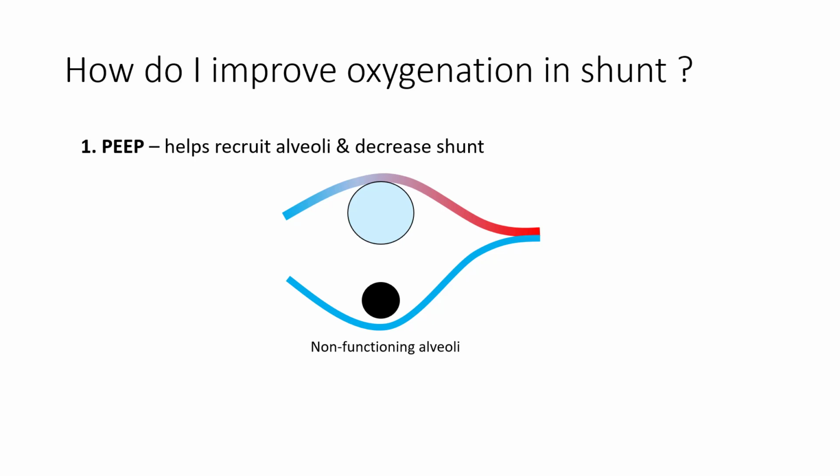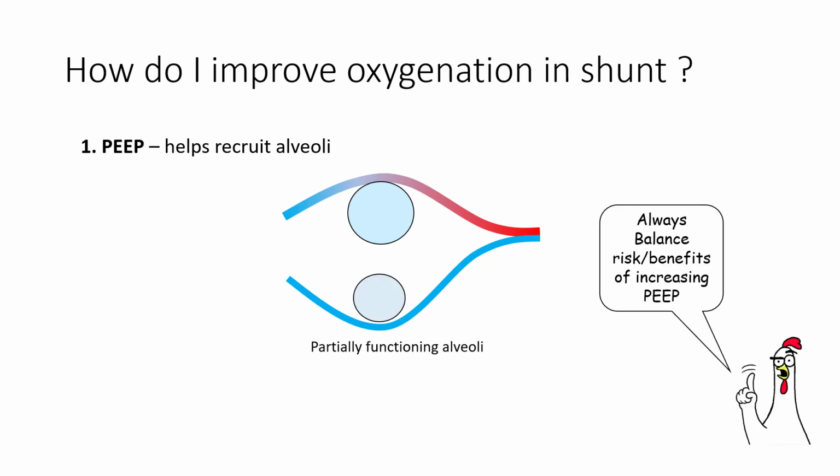So how do I improve oxygenation in a shunted physiology? The easiest thing would be to give them PEEP. PEEP helps them recruit the alveoli and decrease the shunt. Only patients with recruitable alveoli will respond to PEEP. Again, whenever you increase the PEEP, always look for risk and benefit of increasing the pressure in the lungs.